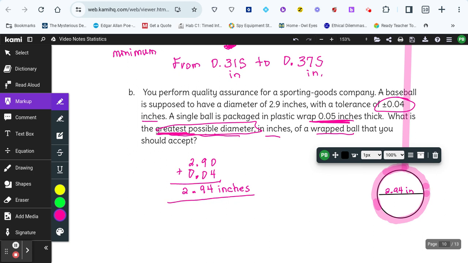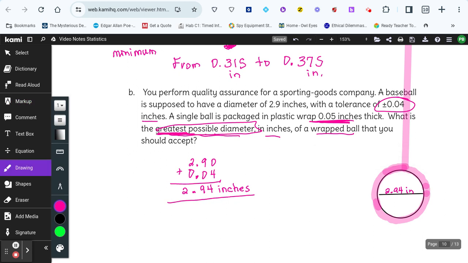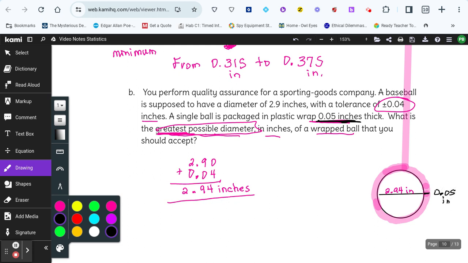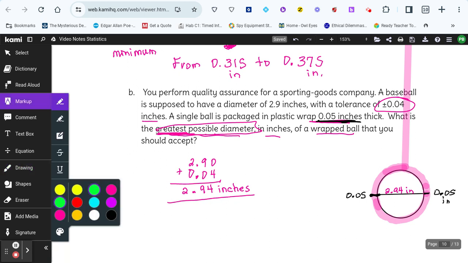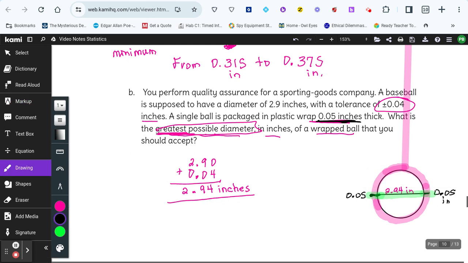Now I want you to keep in mind that this wrap is this thick. So from here to here, it's an extra 5/100 inch, okay? But that's not the entire diameter. You also have it wrapped all the way around the ball, so you have to consider that from here to here is also that thick. So the entire diameter with the wrap on it will not only be this 2.94 inches, but these two 5/100ths of an inch with the wrap on it.